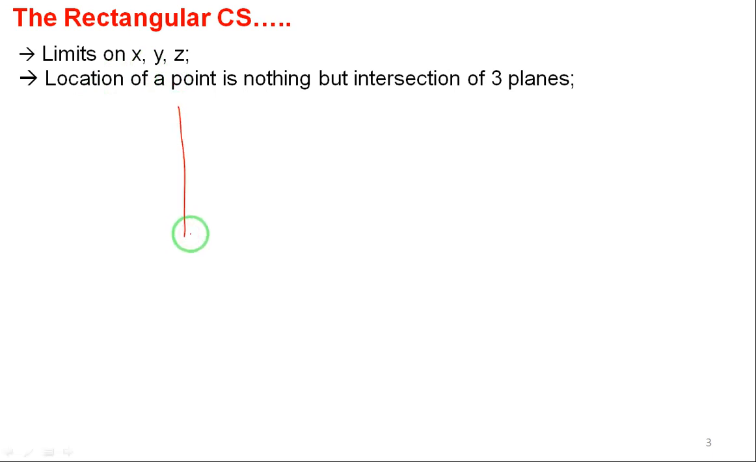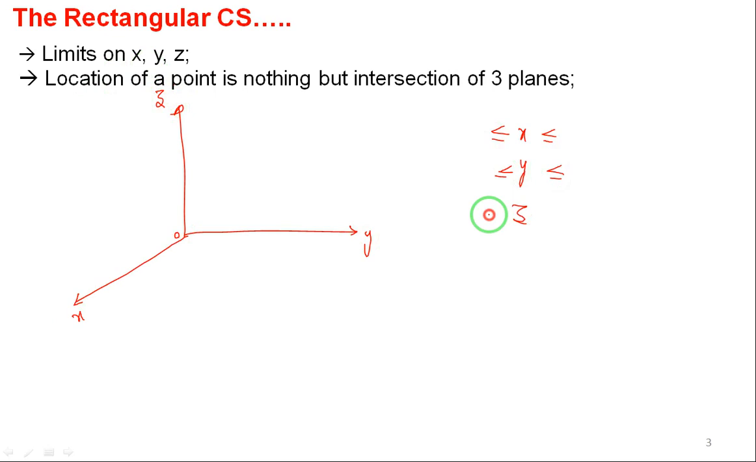Okay, I will draw the diagram. X-axis, Y-axis, Z-axis. Okay, what are the limits on X, Y, Z? That is X, Y, Z. What should be the limits for the rectangular coordinate system? That we'll see. This I have not told previously.